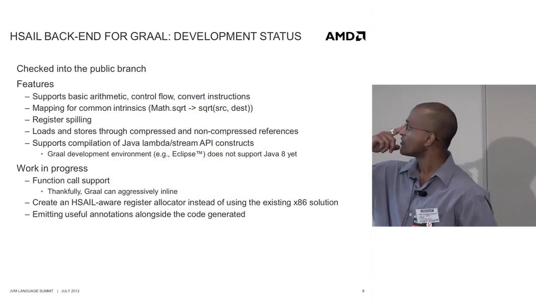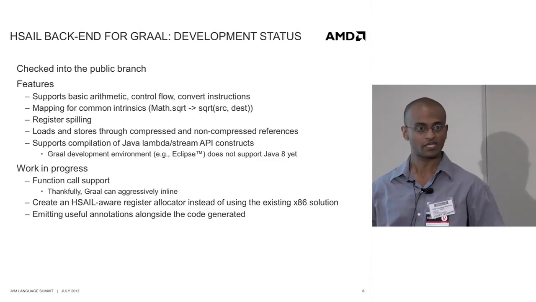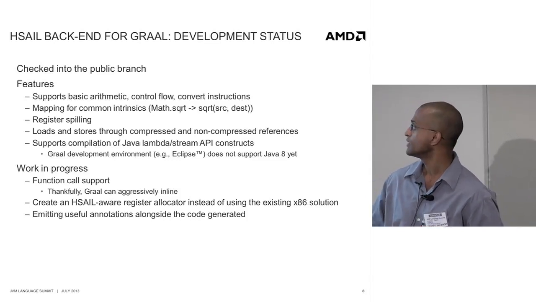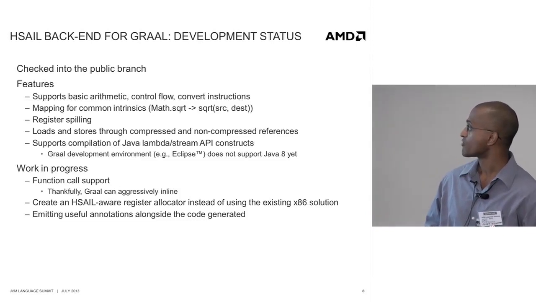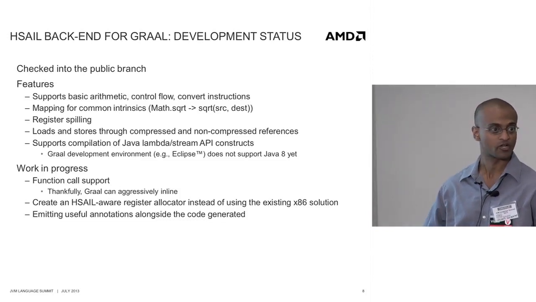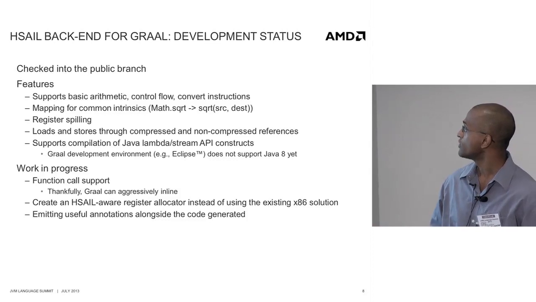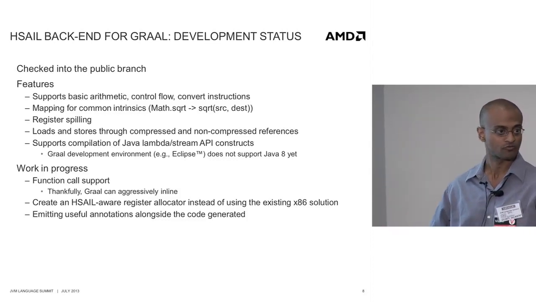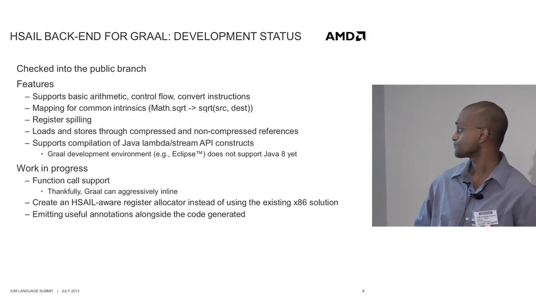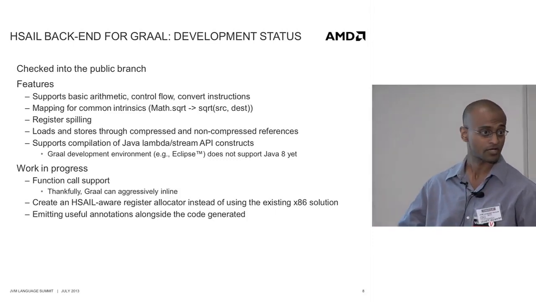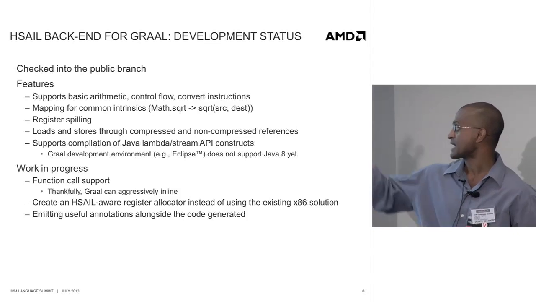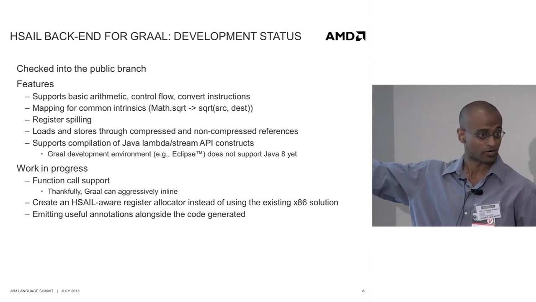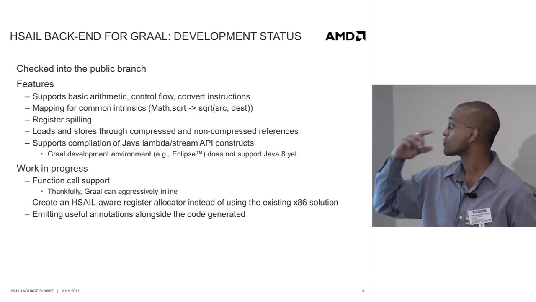So the overall development status: we have checked this HSAIL backend code generation support into the public branch. It supports a number of features: the basic arithmetic operations, loads and stores, convert operations, mapping for common intrinsics such as math.squareRoot. We have support for register spilling. We have also recently added support for loads and stores that use compressed references, in addition to regular loads and stores.